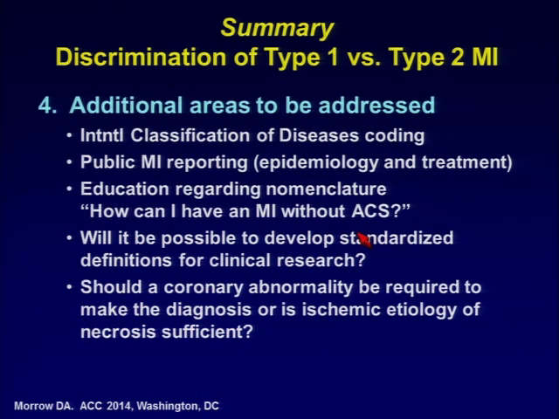And then I think there are a number of additional areas to be addressed that the numerous speakers before me have identified, including how can I have an MI without this being an acute coronary syndrome? And we need to think about that terminology and how it plays out in our ICD coding and our epidemiological interpretation. So a lot more to do with this syndrome. I thank you very much for your time.